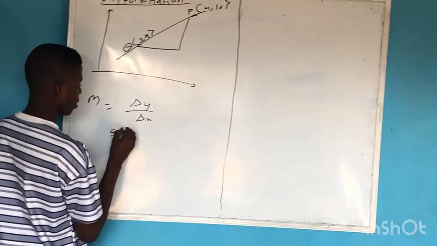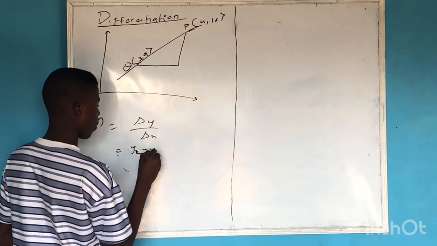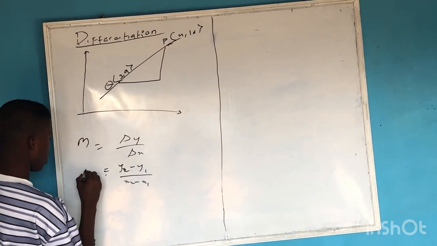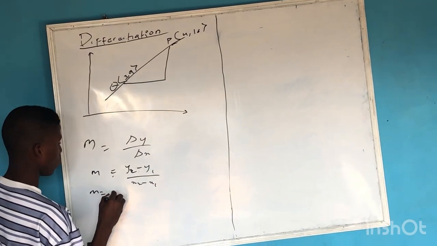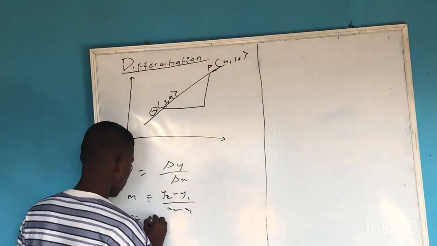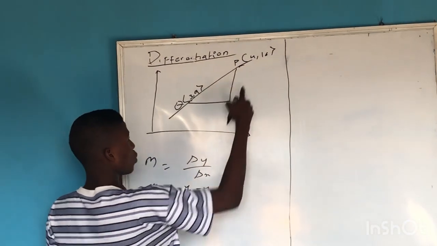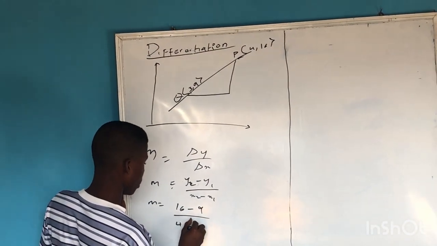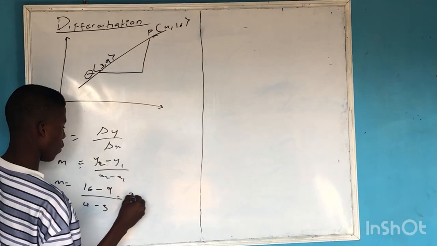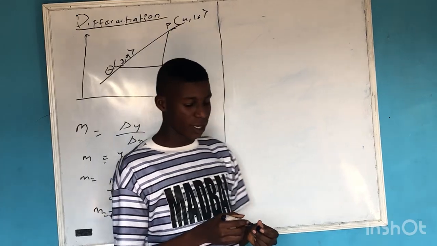Then it will be y2 minus y1 over x2 minus x1. Then n is equal to, our y2 is this, so we put 16 minus y1, 9, over x2, 4, minus x1, 3. Then we have 7 over 1, which is 7. For the gradient of a straight line, this is very easy.